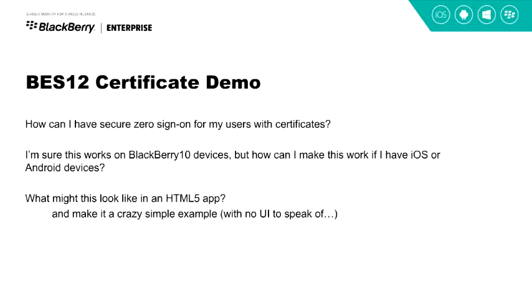Now, of course, this is always going to work on BlackBerry 10. We make those devices. But how can I make this work if I have iOS or Android devices? And what benefit do I have from this ability of zero sign-on? How do I use this in an actual application? So I'm going to show you a very, very simple HTML5 application. It's kind of a crazy simple example with no redeeming UI qualities at all. But I'll leave it to my betters in the world of CSS and UI to make a fun, good-looking application.